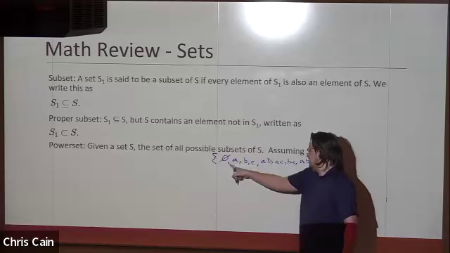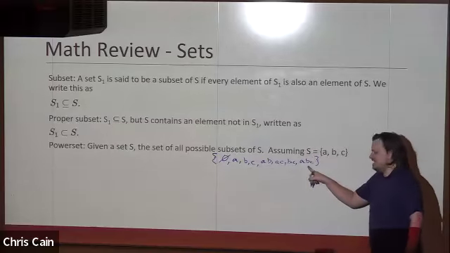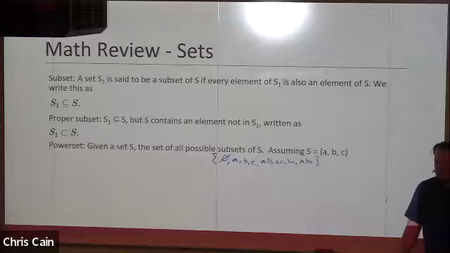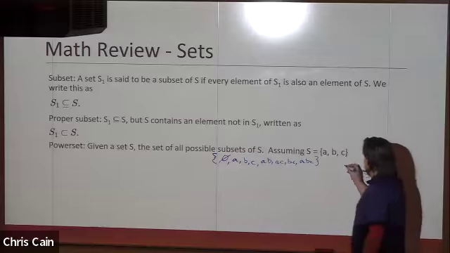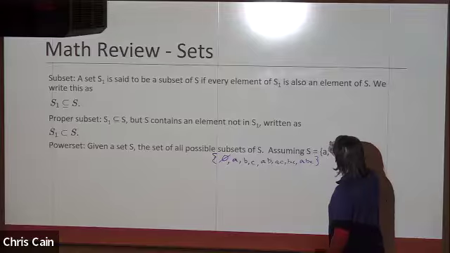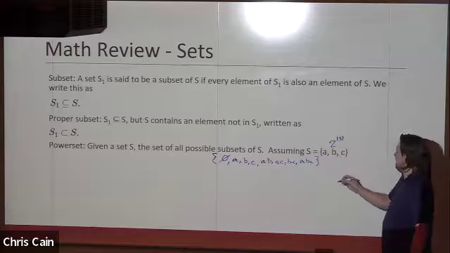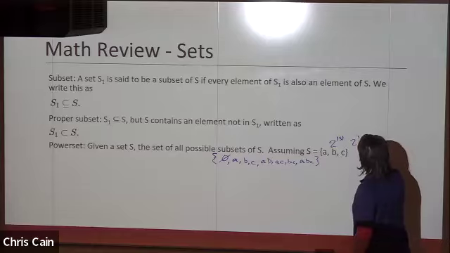We end up with 1, 2, 3, 4, 5, 6, 7, 8 of them. How could we have figured that out beforehand? We said 2 to the third. If we raise 2 to the power of the cardinality of the set, we get that. So 2 to the third is 8.